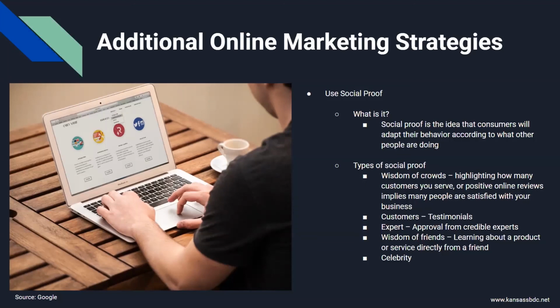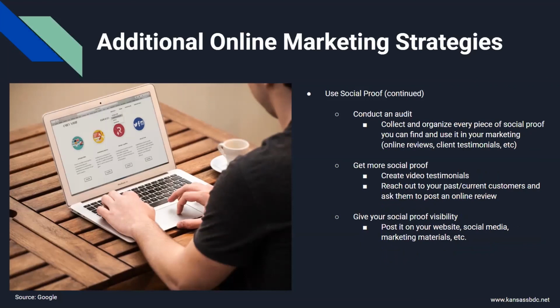So if you have somebody in your county or your district or your city who is a pretty well-known and highly regarded member of the community, and you get them to endorse your business or a service or a product that you offer, that can be considered a celebrity endorsement or a celebrity example of social proof.